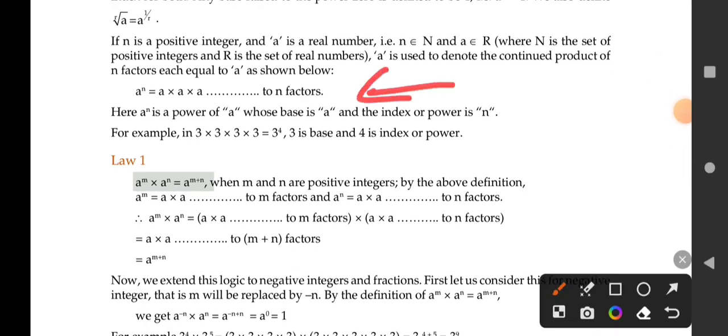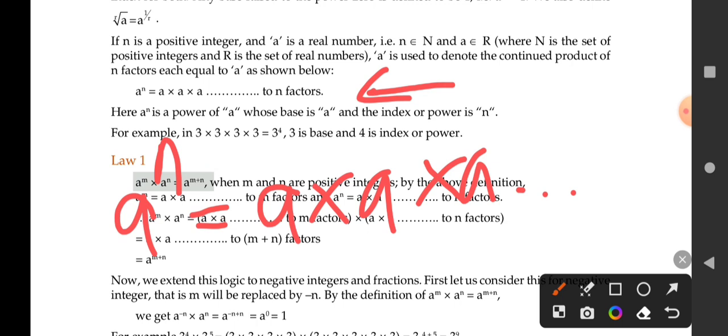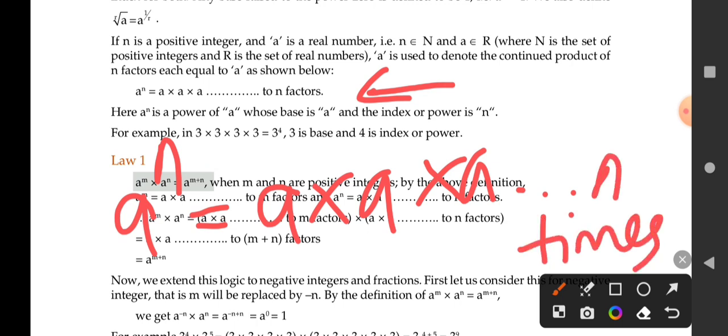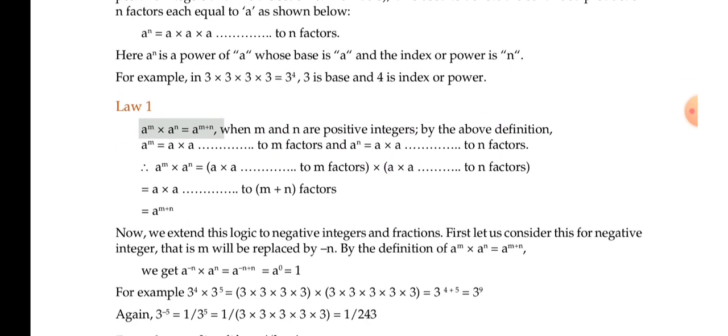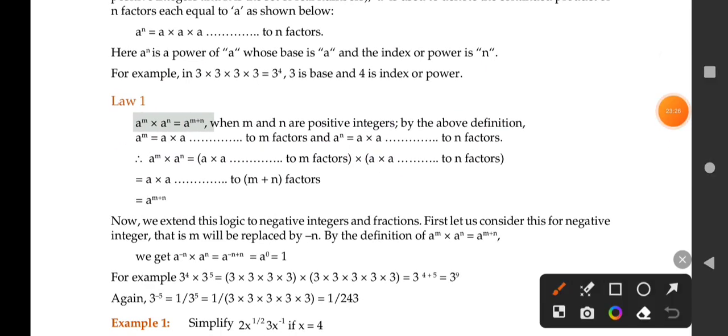So let's see this equation. a power n is equal to multiplying a, n times. So here a is the base and n is the index. For example, 3 multiplied 4 times. 3 is the base and 4 is the index. Now you are very well familiar with what is base and what is power.